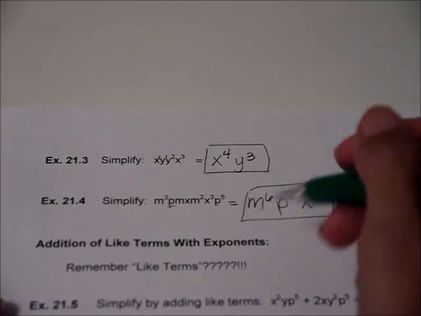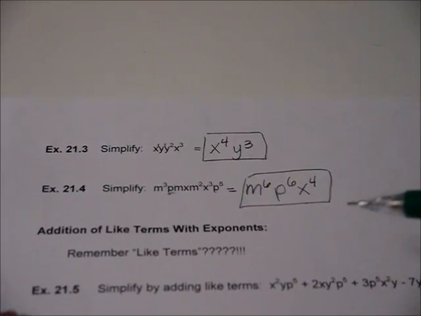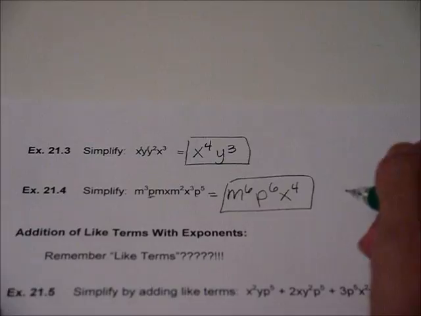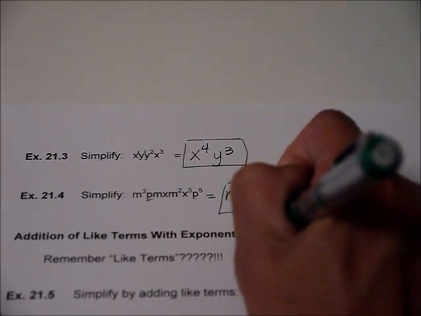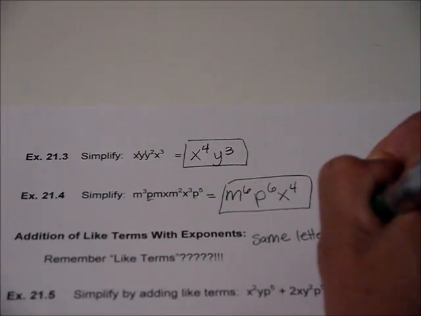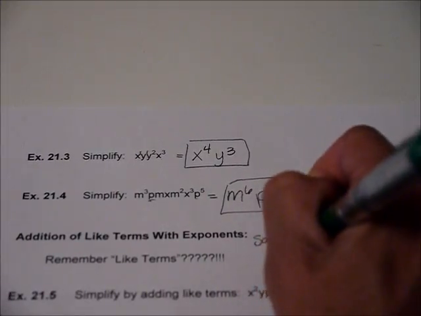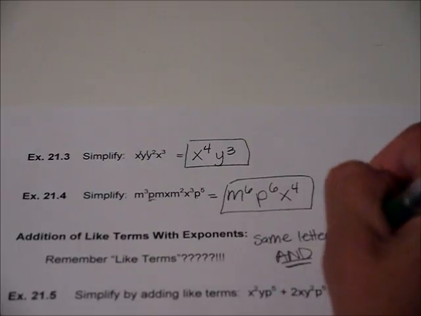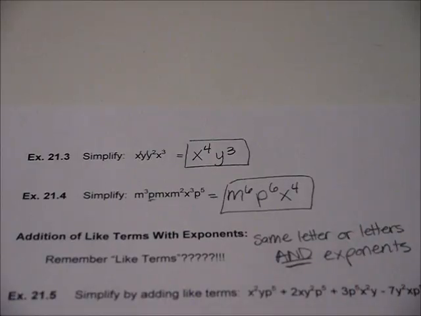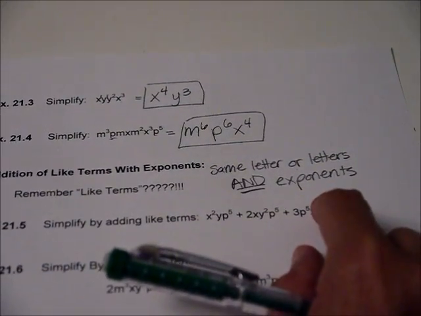All right, now we're going to take this mess and start adding with it. So some of you are not going to like me. Remember like terms? Here's a little note. Like terms have the same letter or letters and exponents in order to be liked. So they are very picky and particular, okay?